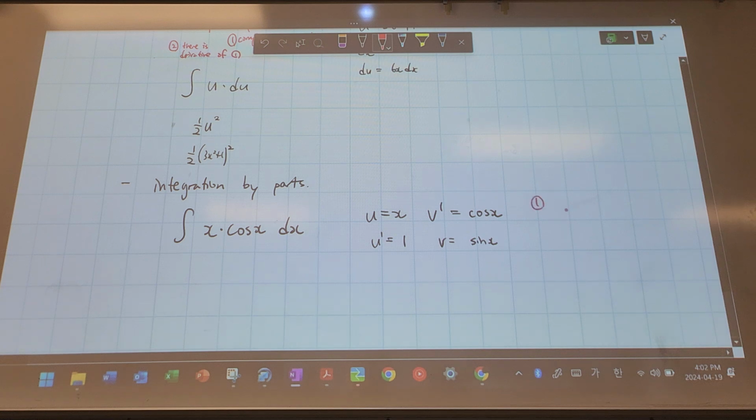Yeah. So first one is that u is easy to differentiate. And 2, v prime is easy to integrate. And 3, u after multiple differentiation becomes constant. Or in short, u should be a polynomial.